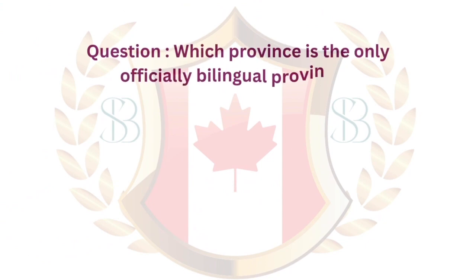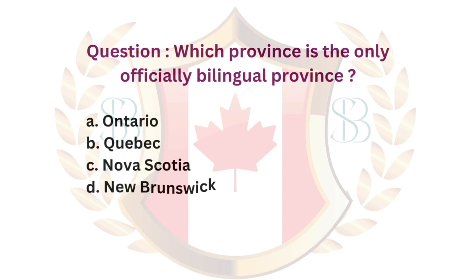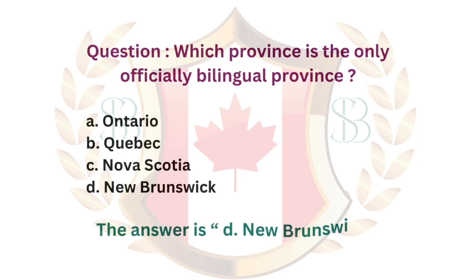Question: which province is the only officially bilingual province? A. Ontario. B. Quebec. C. Nova Scotia. D. New Brunswick. The answer is D. New Brunswick.